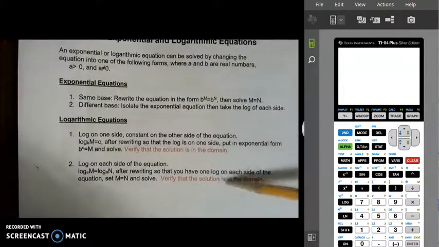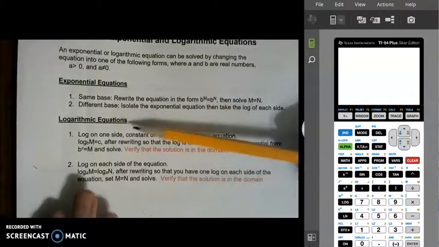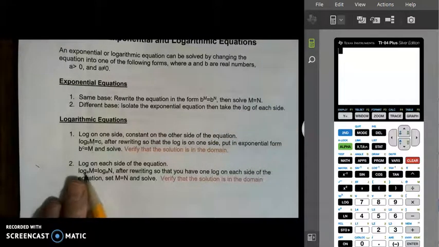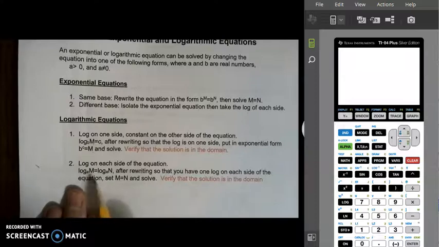Okay, we're continuing with logarithmic equations, and we're going to do this as the last example here. I've made a video for each of these. This time what we're going to have is a log on one side and a log on the other side. So you want to first rewrite it so you just have a log on each side. And then what you're going to do is set m equal to n and then solve.